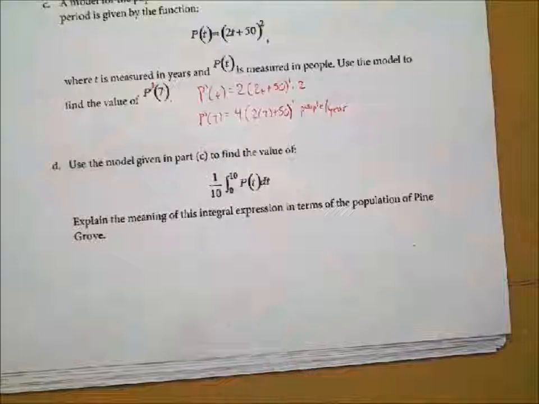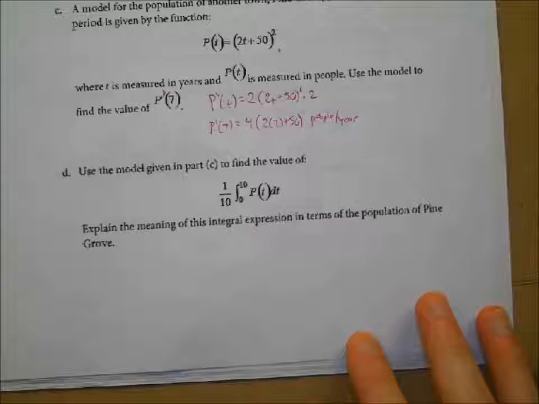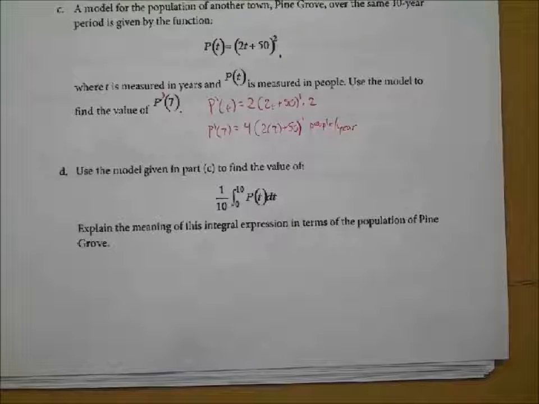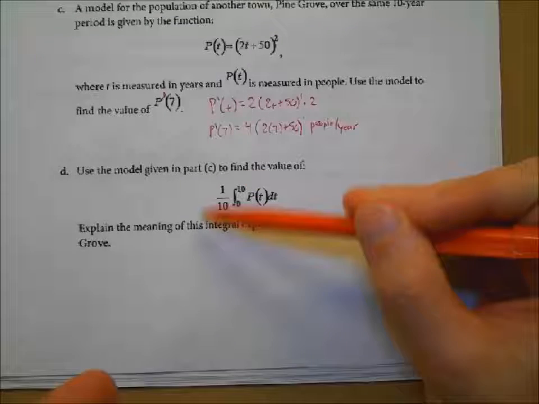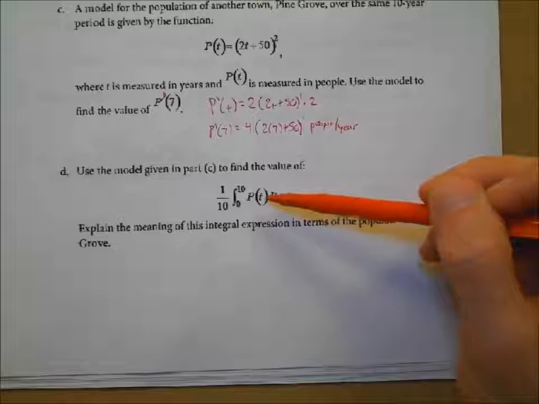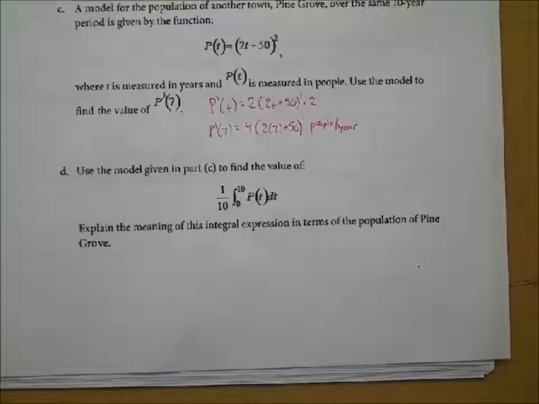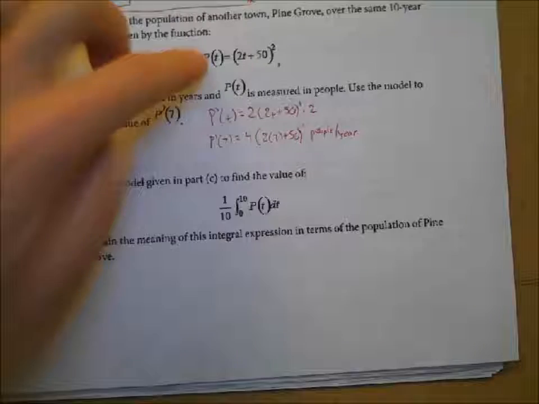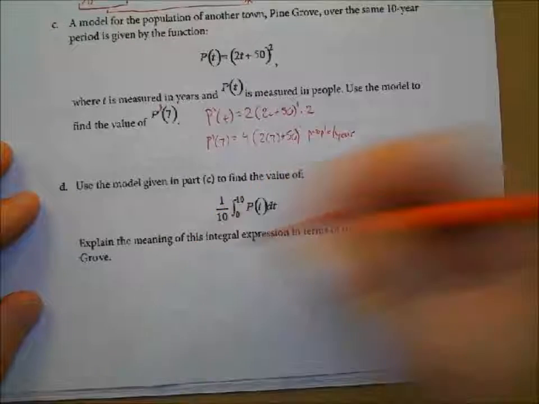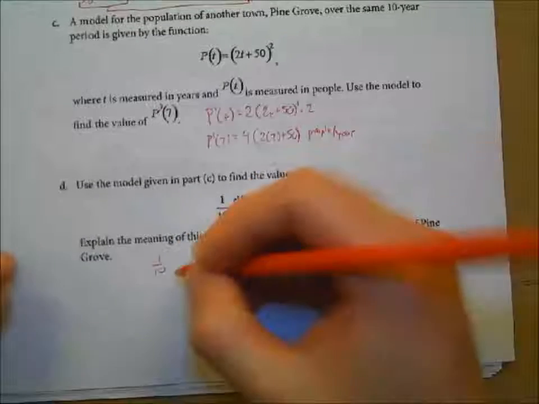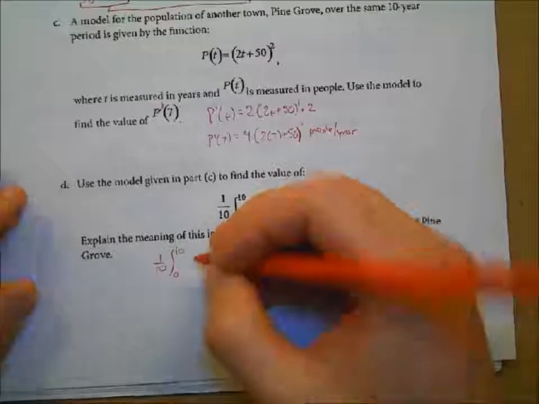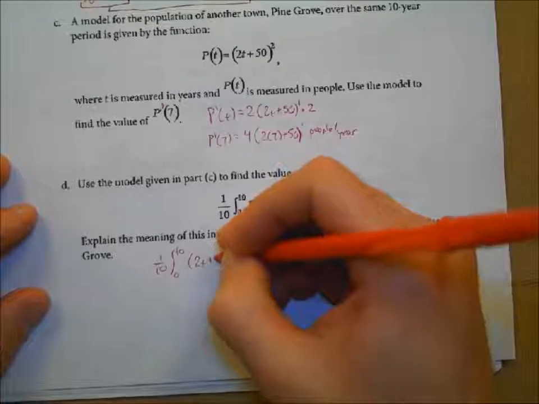Okay. All right. Letter D. Use the model given in part C to find the value of 1/10 of the integral from 0 to 10 of P of t dt. Explain the meaning of this integral expression in terms of the population of Pine Grove. So what do we recognize this integral as? An average value of the population from year 0 to year 10. Okay, exactly right. So we're just going to evaluate this now using our function there. Let's assume this is non-calculator, and then we'll proceed with our calculators at the end to check ourselves.